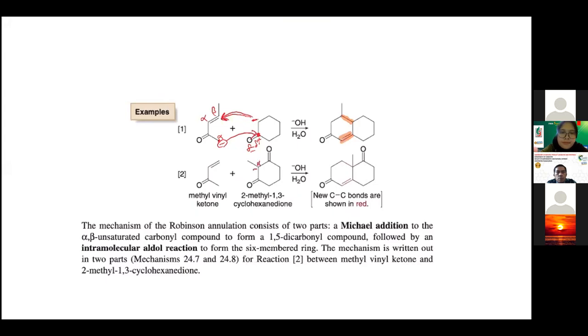Alpha negative, alpha beta here. And this also is attacked here. So that's showing red here, the red thing here, a new bond here. This is the Robinson annulation.